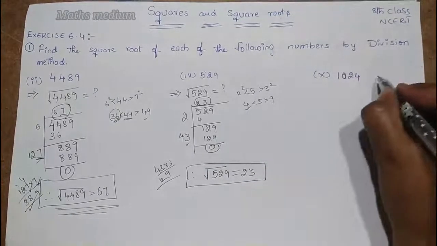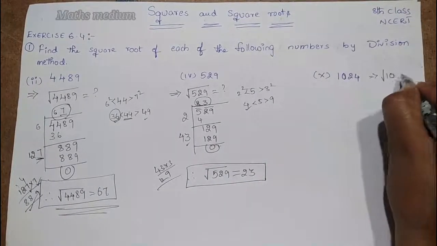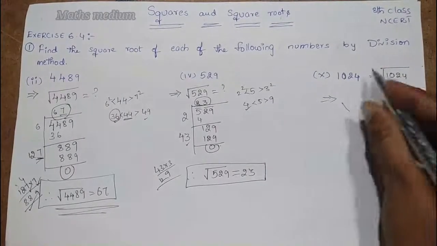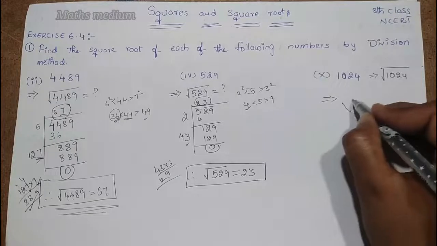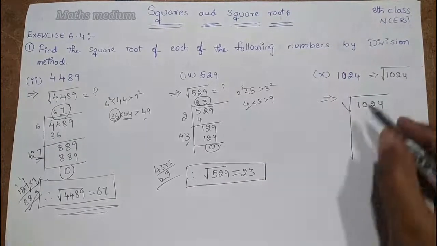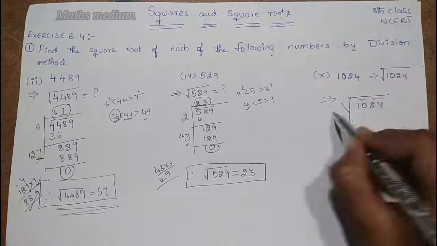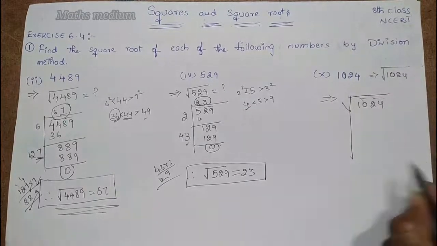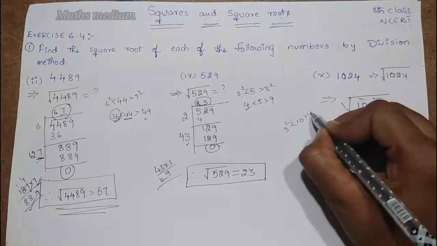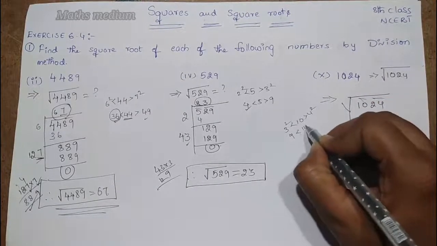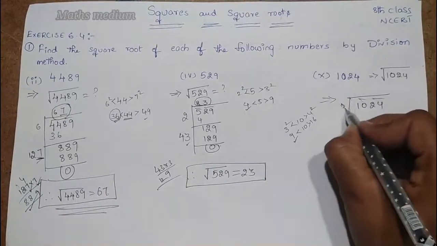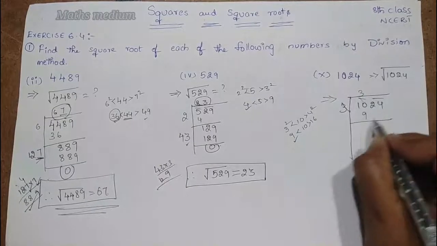Next here also, the square root of 1024. Similarly, make the bar pairs. Start from the left. 10. 10 is in between 3 square and 4 square: 9 and 16. This is 10. So take 9 as possible. 3 threes are 9. 1 is left.